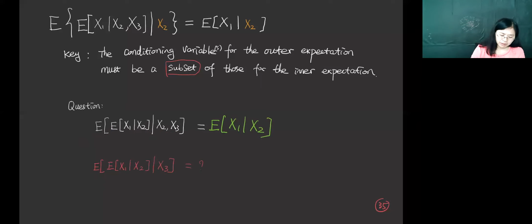This is simply because this is a function of x2, and x2 is part of the conditioning variable for this outer expectation. And the next expression is a little bit trickier. In the next expression, we're taking conditional expectation given x3 on the outside, and on the inside, we have a conditional expectation of x1 given x2.